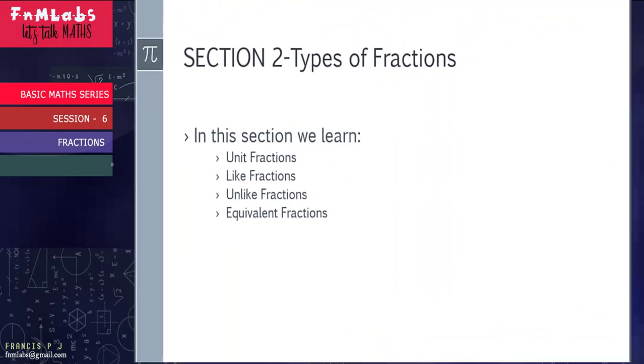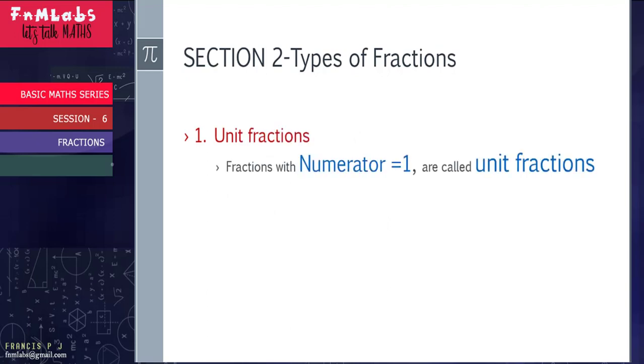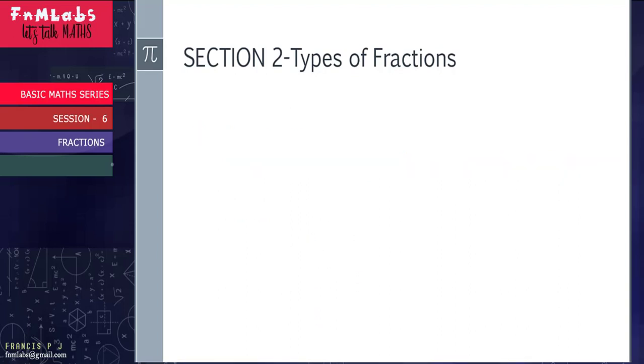Now we will discuss types of fractions. There are different types of fractions like unit fractions, like fractions, unlike fractions, and equivalent fractions. So let us consider the unit fractions. Fractions with the numerator 1 are called unit fractions. Examples: 1 by 2 or 1/2, 1 by 11ths, 1 by 37ths. They are unit fractions.